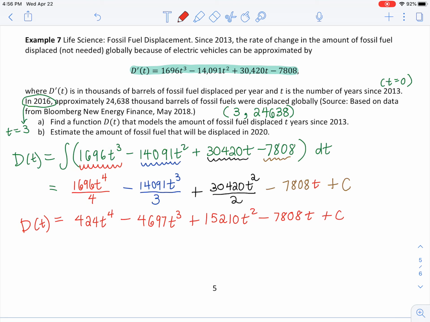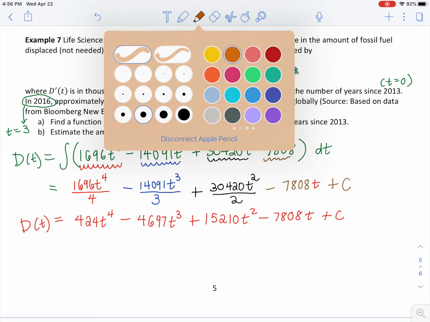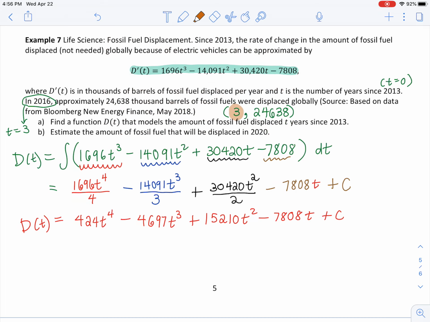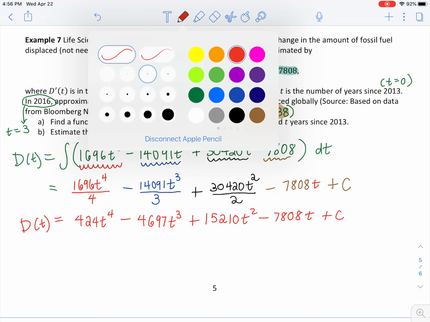Oh, sorry, no x in this problem, no x, but what letter? t in that problem, plus c. So, okay, I'm glad I simplified it. I found the D of t that models the amount of fossil fuel displaced in t years since 2013, and ta-da, that's the equation. But.